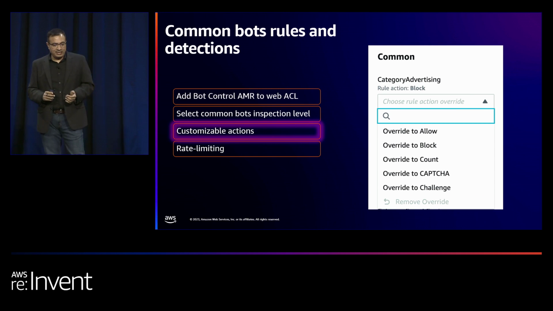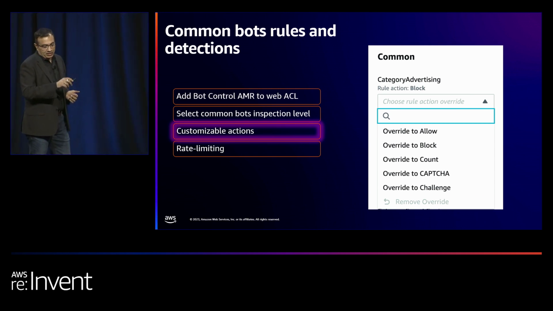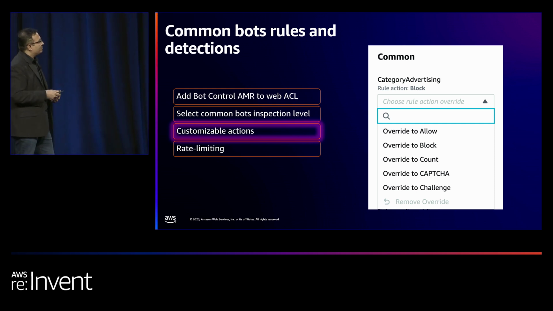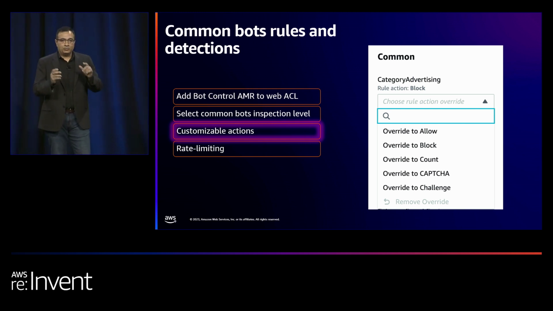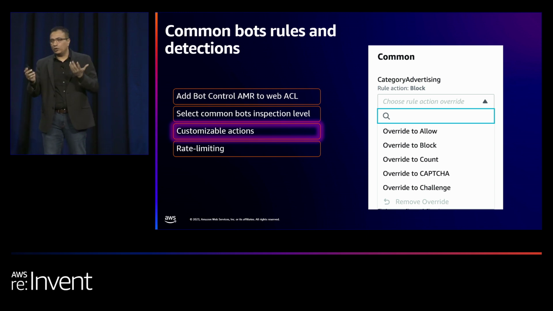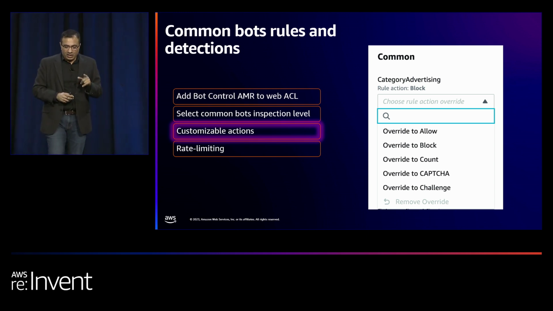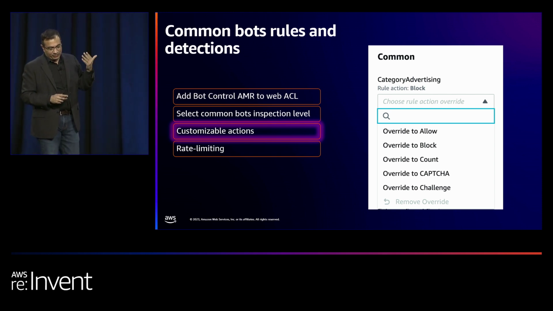So the next thing is the rule actions. Each rule comes with 5 choices of rule actions: allow, block, count, capture, or challenge. So this is where the second part of the configuration comes into play, which is you take a rule and say category advertising, the default action is block, but I want to change it to allow. One thing I want to call out here is this mode called count. Allow is allow, block is block, capture will throw a capture, challenge will throw a silent challenge.